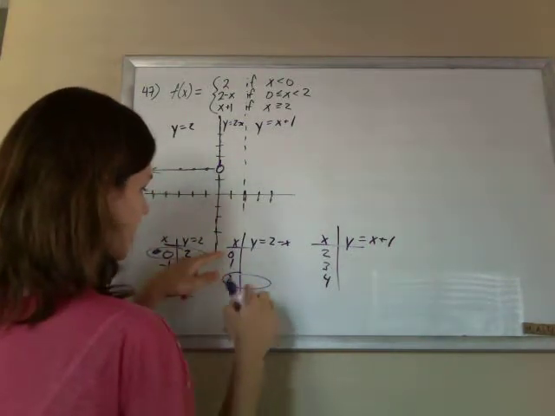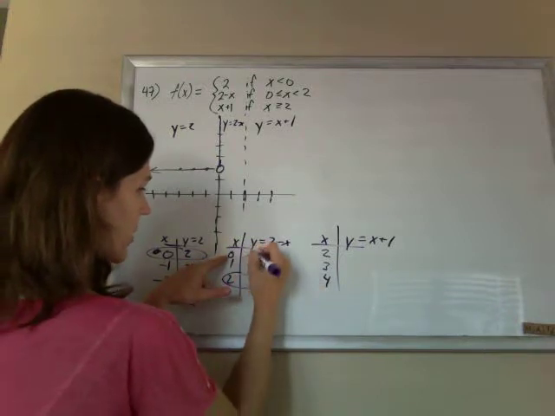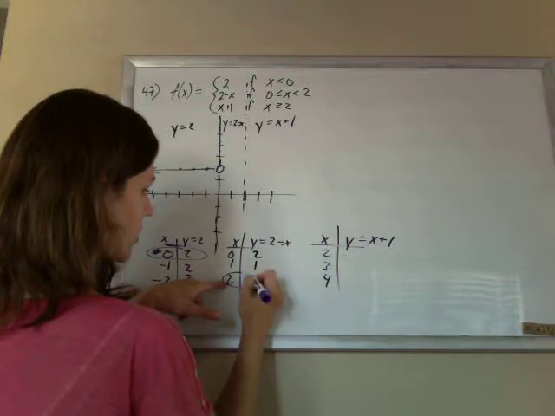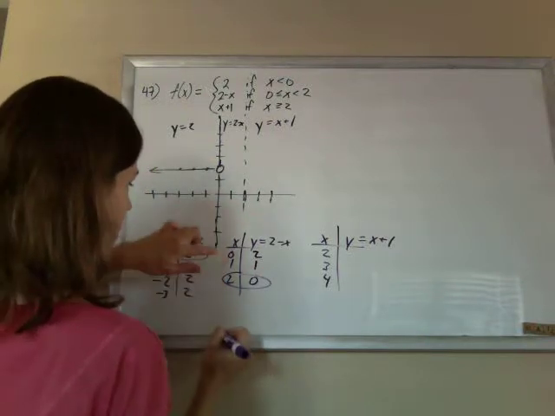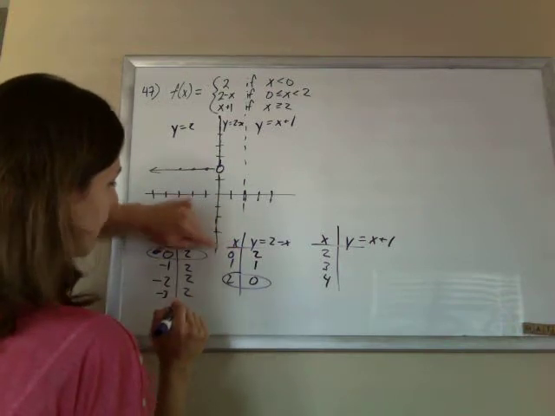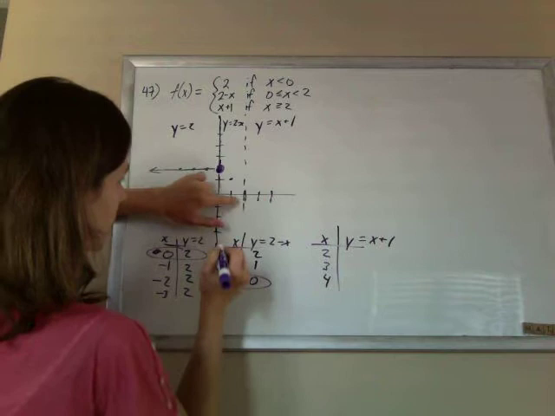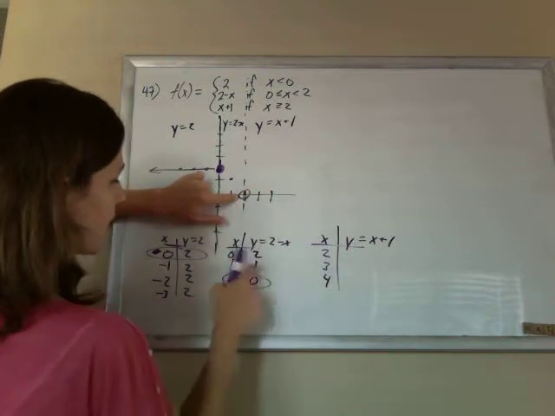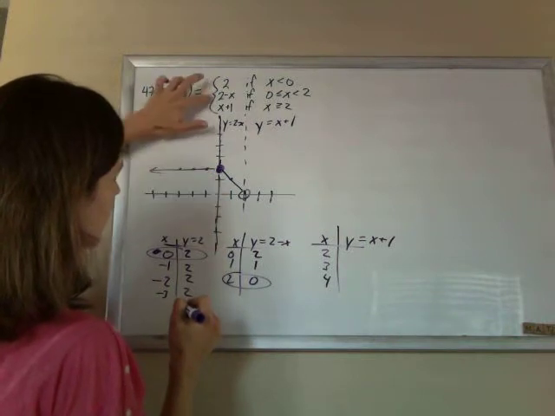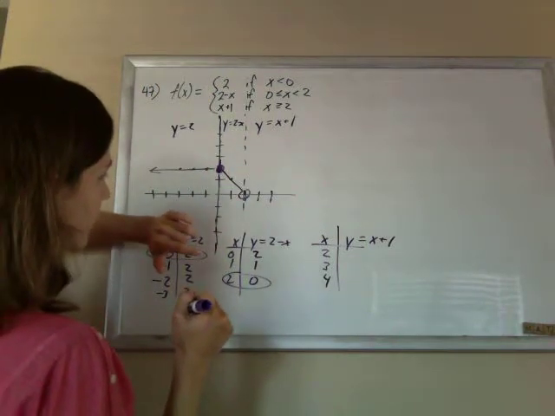On to the next piece. When x is 0, for this part, y is going to be 2 minus x. So 2. 2 minus 1 is 1. 2 minus 2 is 0. So 0, 2. This is actually going to fill in that hole there. 1, 1, 2, 0. Leave that open. So it's going to be this line, 2 minus x, for the x's that are between 0 and 2.